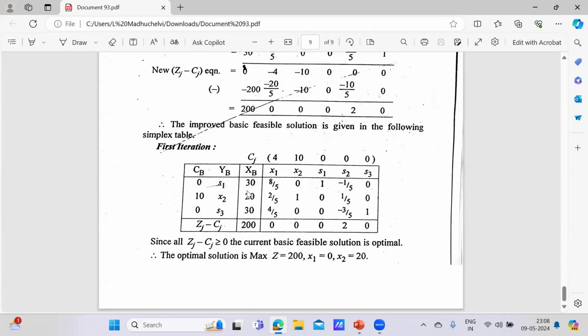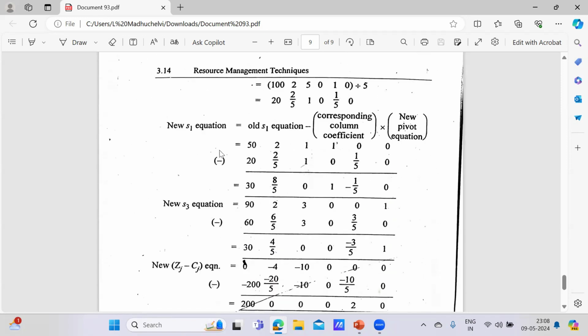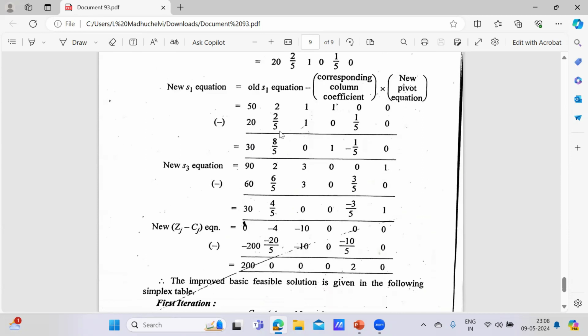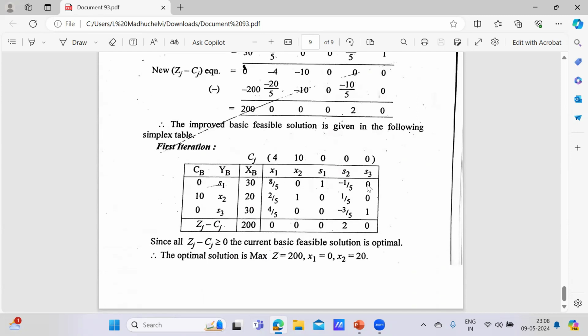Now we have to find the new first row and the new third row. For that, we follow the new S1 equation. The new S1 equation is the old S1 equation minus the corresponding column coefficient, which is 1 only, multiplied by the new pivot equation. So we get 20, 2 by 5, 1, 0, 1 by 5, 0. We have to subtract. We get the new equation: 30, 8 by 5, 0, 1, minus 1 by 5, 0. So it is the new first row.